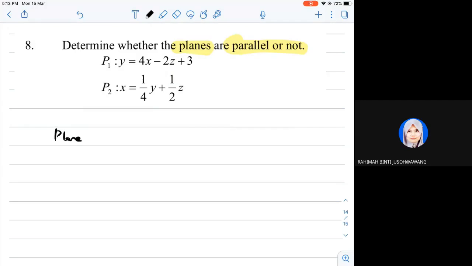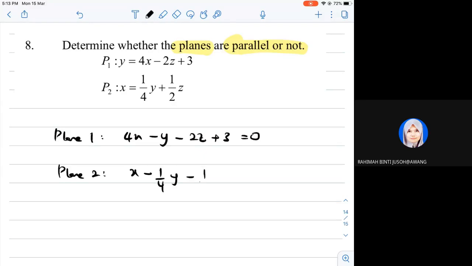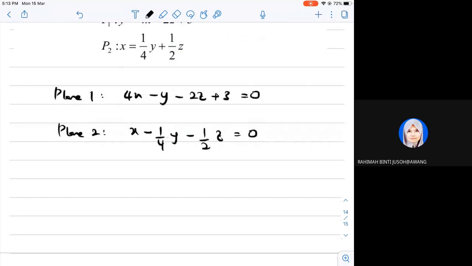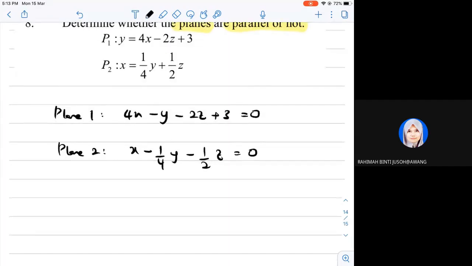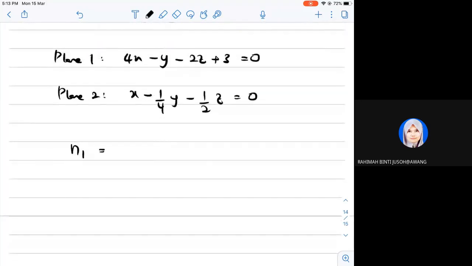So plane 1, we have 4X minus Y minus 2Z plus 3 equals to 0 like this. And then the second plane 2 is X minus 1 over 4Y, isn't it? Minus 1 over 2 Z equals to 0, macam tu. Baru you cari you punya N. So, N1 sama dengan apa guys? Give me the N1, parallel vector for the first plane?